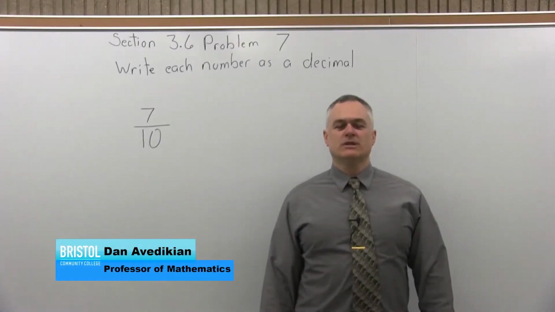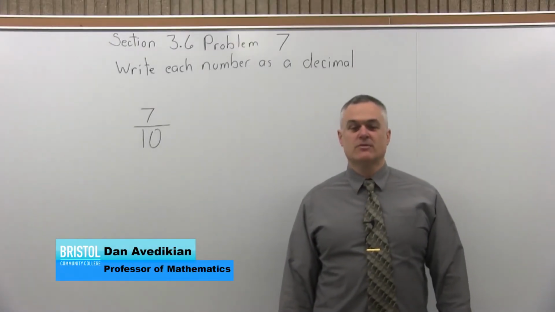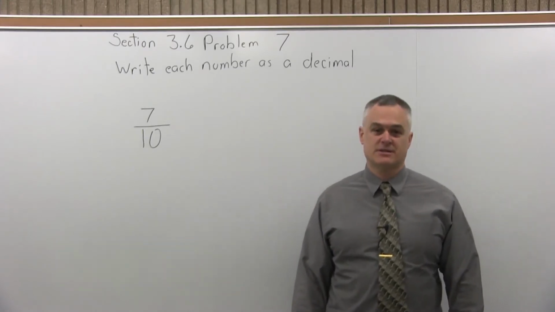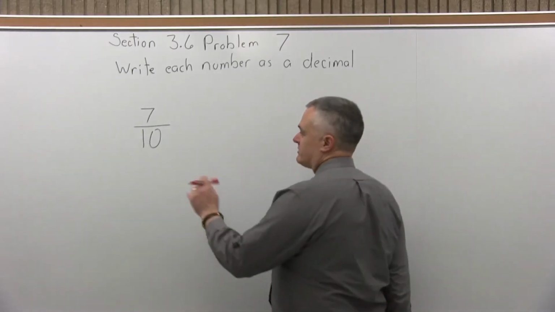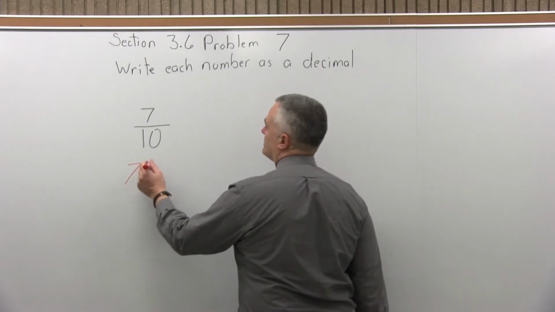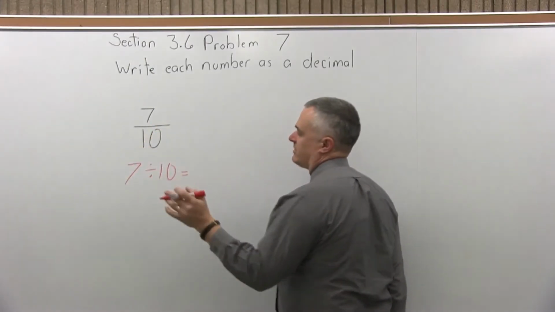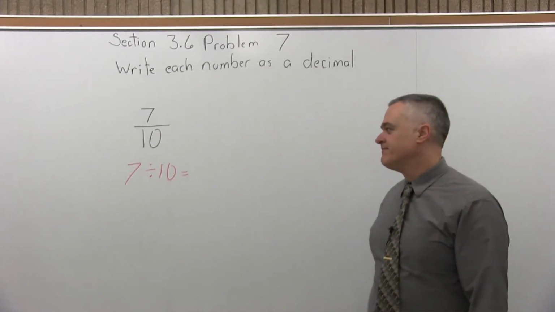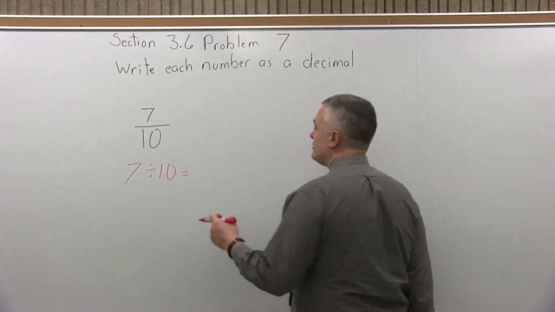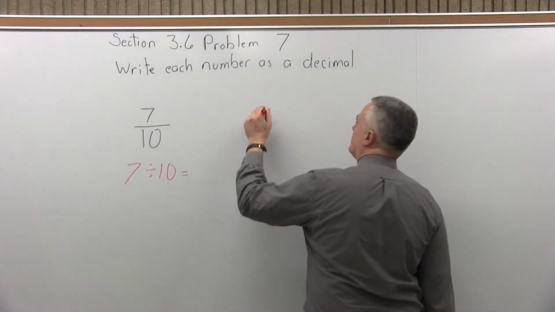This is Section 3.6, Problem 7. It says write the number as a decimal, and we have 7/10. So, with all of these from this homework section, if you can use a calculator, just do the numerator divided by the denominator equals, and the calculator will give you the decimal answer immediately. If, on the other hand, you don't have a calculator, you have to do it out the long way.